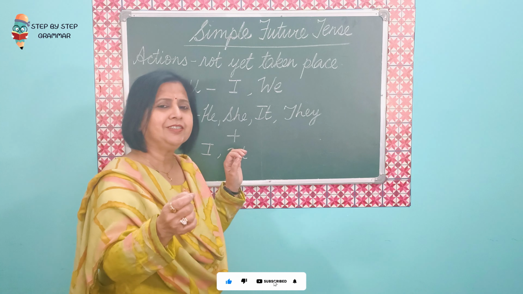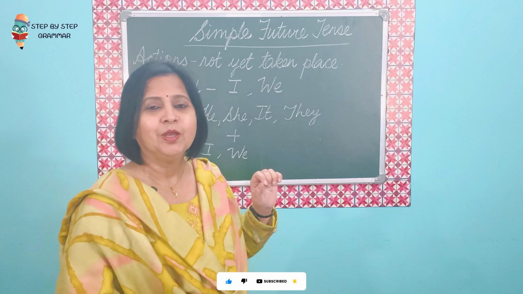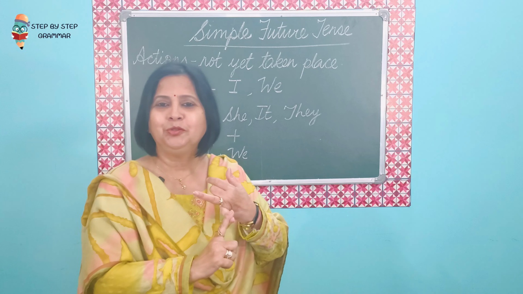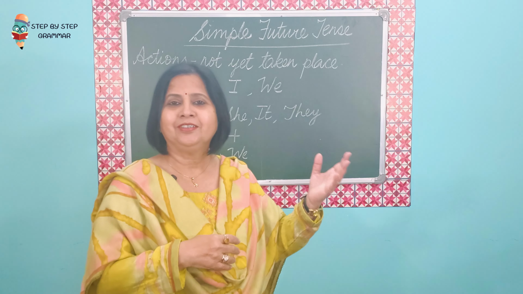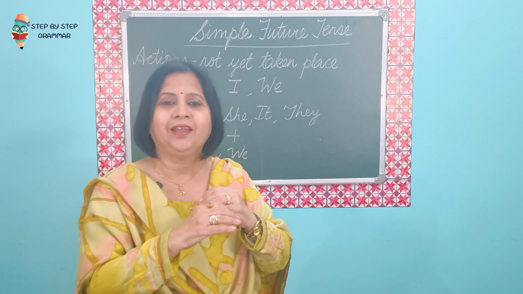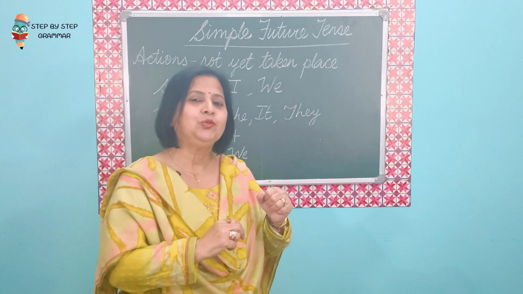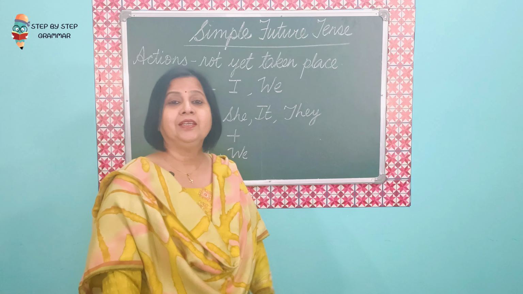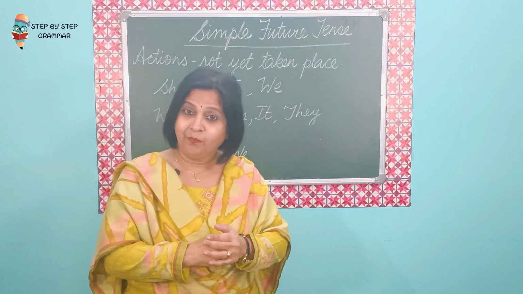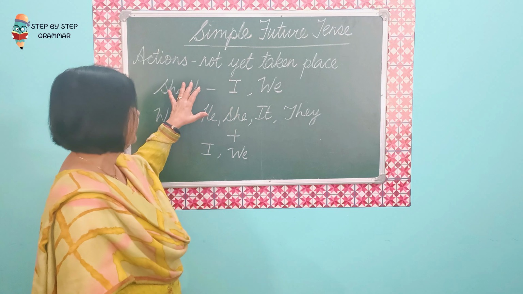And future tense is the easiest of all the tenses because there is nothing to do with the subject, whether it is singular, plural, whether it is he, she, it, they, whatever it is. Just these two words are used, will and shall, plus the base verb. And that is how we form the simple future tense.